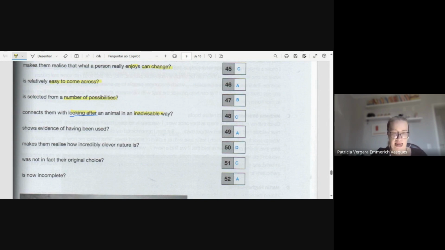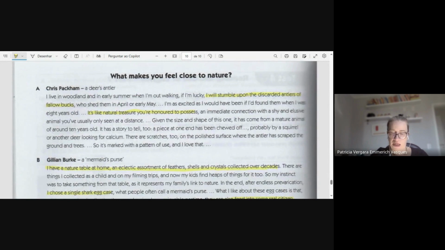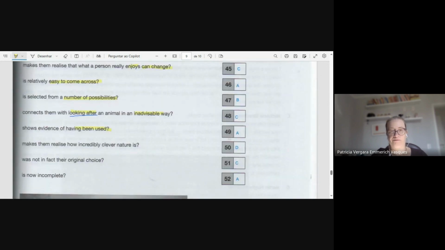49, letter A. So shows evidence of having been used. Yeah, so they used something. So it's 49A. So let's go back here. You have, there are scratches, right? So it's marked with a pattern of use. The scratches, they consider as a mark of use, and that's fine. So this is number 49.